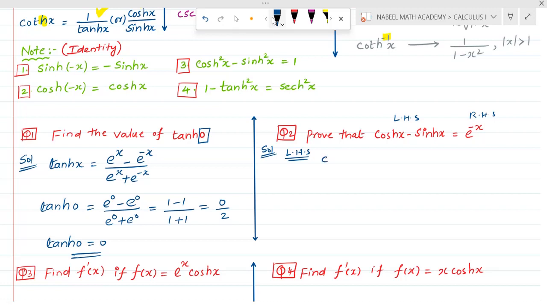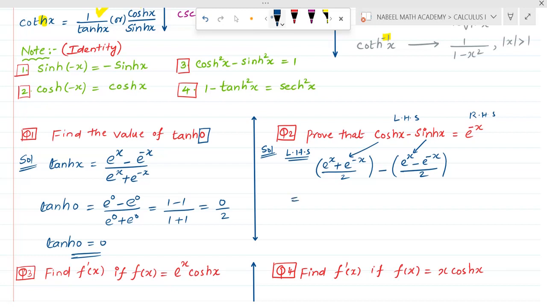What is this? Cosine hx. So I take the left. What is this one? This is actually e to the power x plus e to the power minus x over 2. This is the definition. As per the definition, this is the cosine hx and the sine hx is e power x minus e power minus x over 2. So this is what you will have on the left hand side.